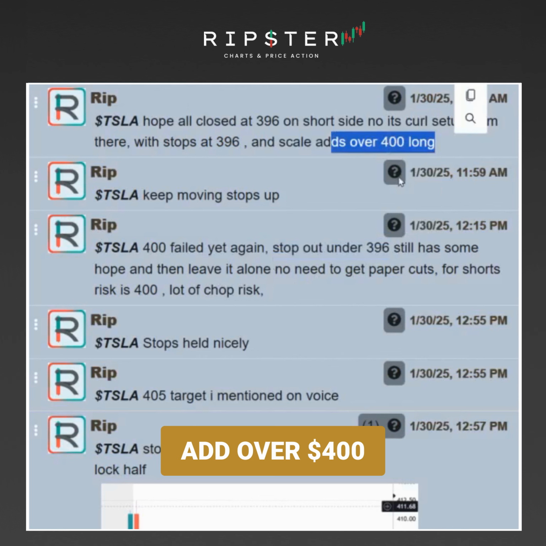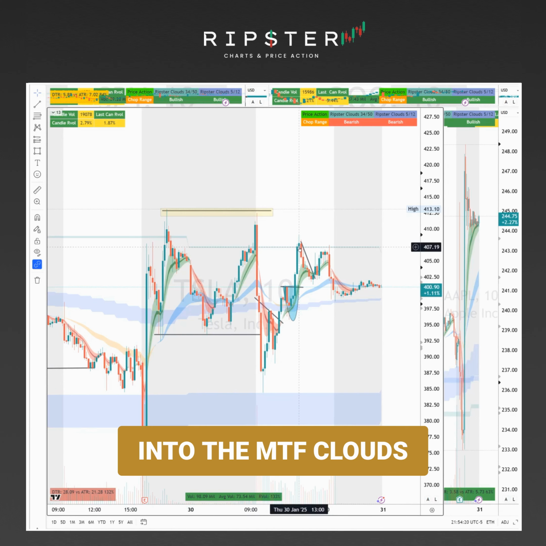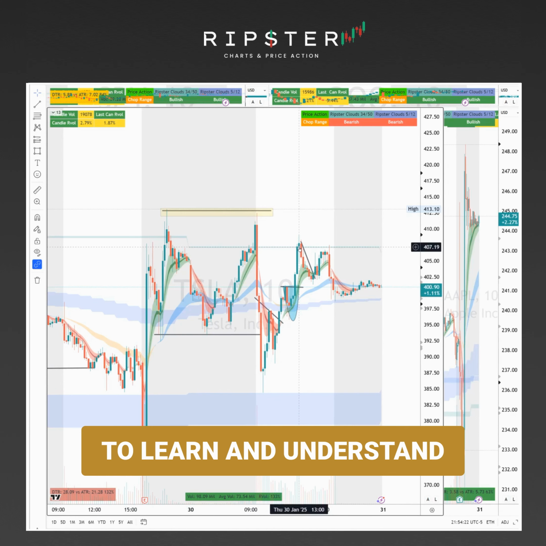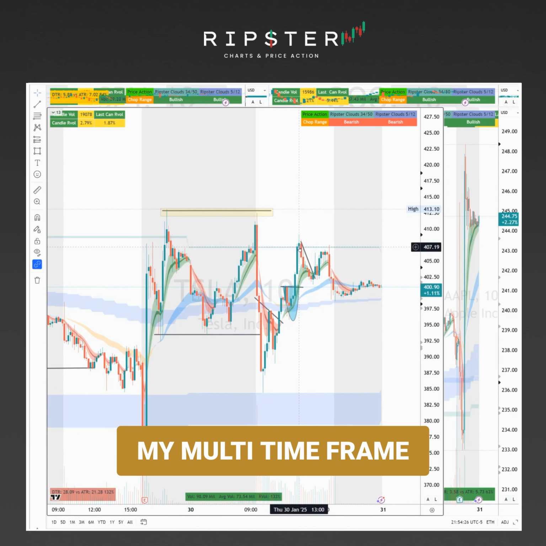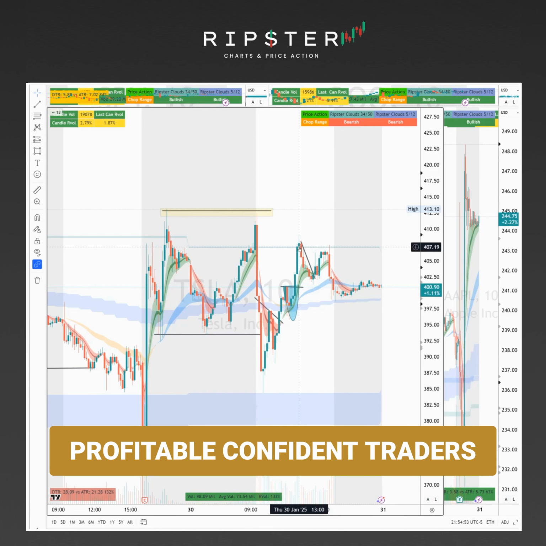And look, when I said add over 400, it went on to push over 400 for a nice little trade into the MTF clouds. So it's very important to learn and understand this one example, the power of my multi-time frame Ripster clouds, how I use them. Nobody was using daily, hourly EMAs for day trading before I launched the MTF clouds and showed all the traders the power of these MTF clouds. I don't use VWAP, nothing. I stick with one system. That's how I have made thousands of profitable, confident traders stick with the system.